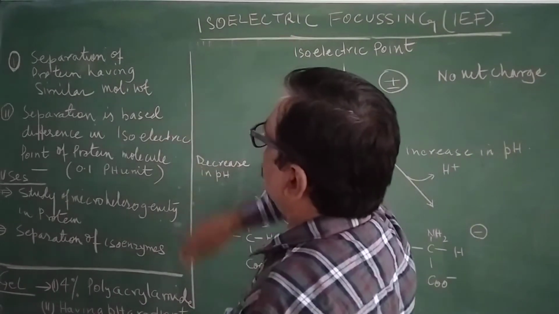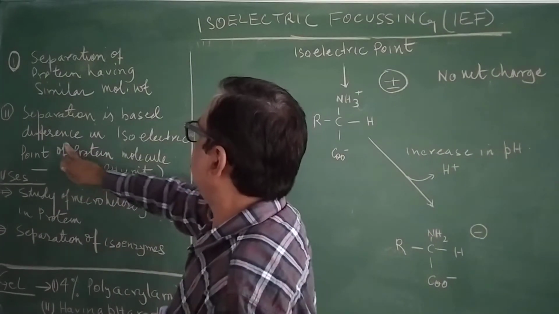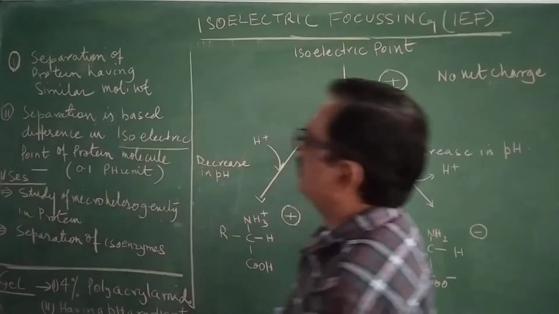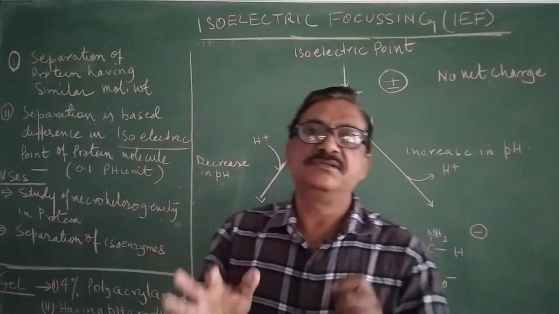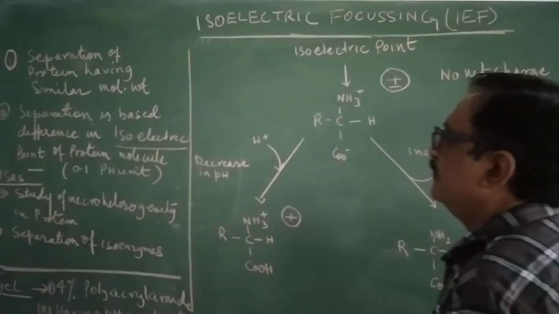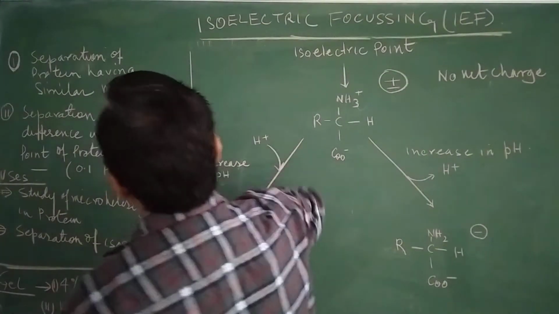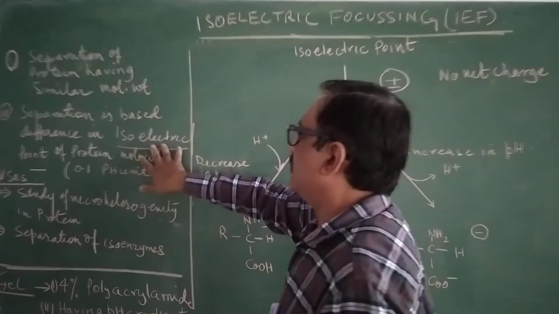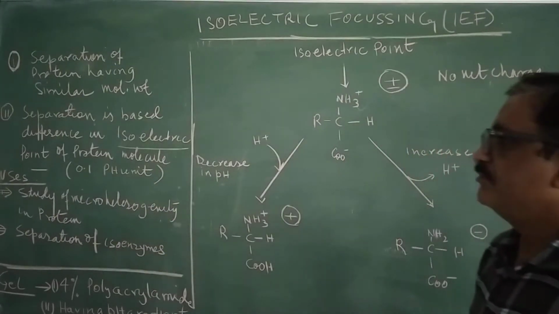In isoelectric focusing, the separation is based upon the difference in isoelectric point of the protein molecule. The separation of the protein molecule is based upon a property of the protein that is known as isoelectric point. That is, the separation is based upon the isoelectric point of the protein.